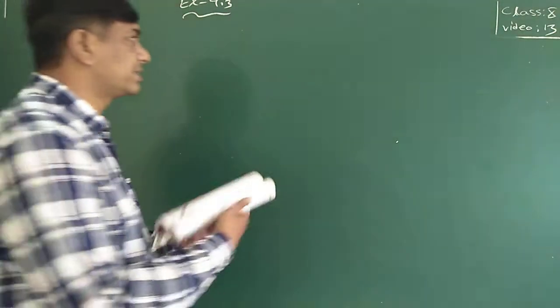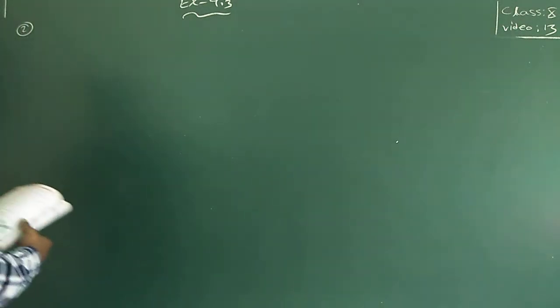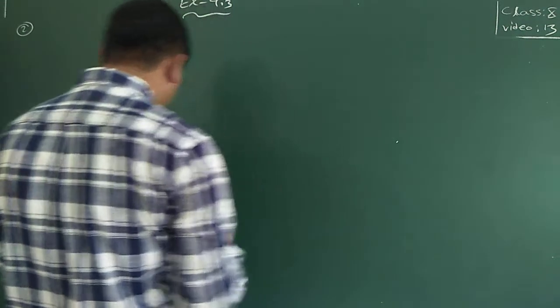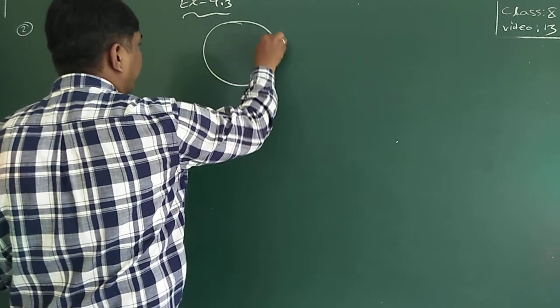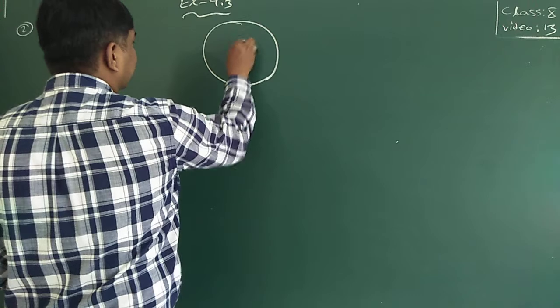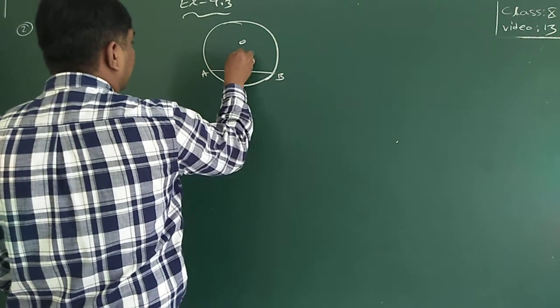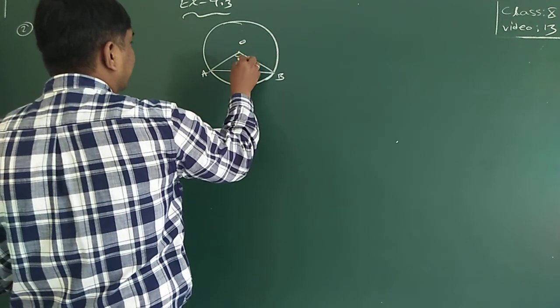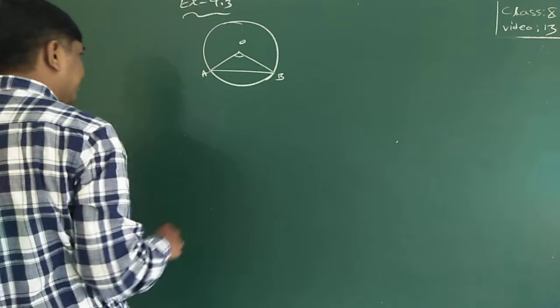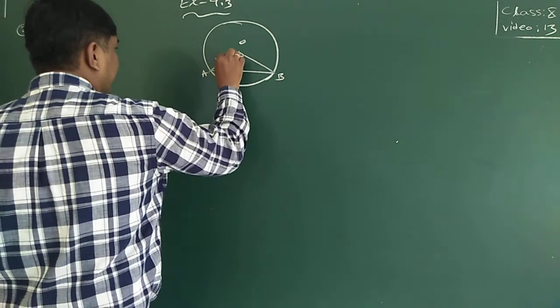Now the next one is the second question from the textbook: a chord of a circle of radius 12 centimeters subtends an angle of 120 degrees. This is a circle, O is the center of the circle, AB is a chord, OA and OB are the radii, and this angle is 120 degrees. Radius is 12 centimeters.